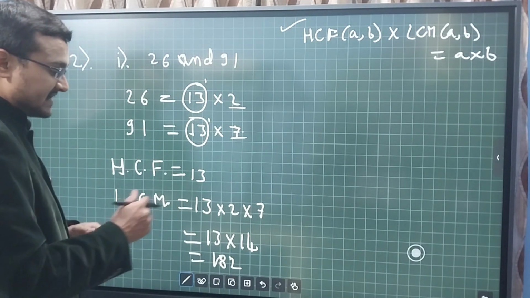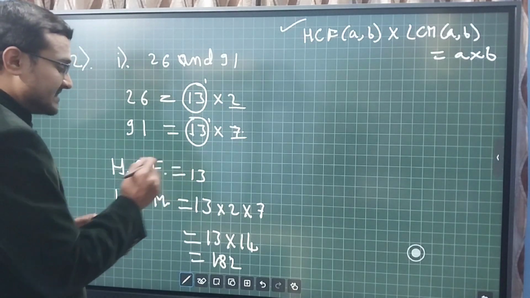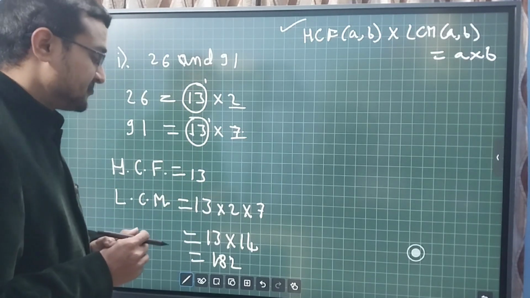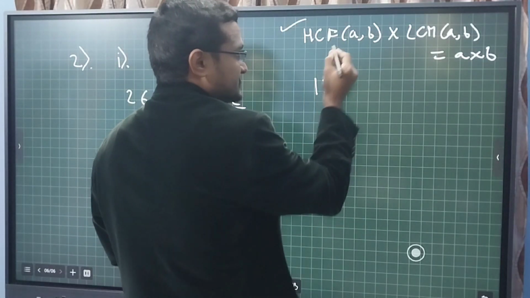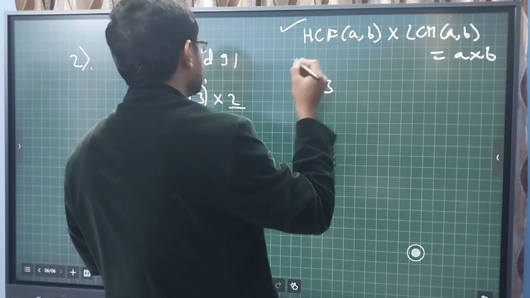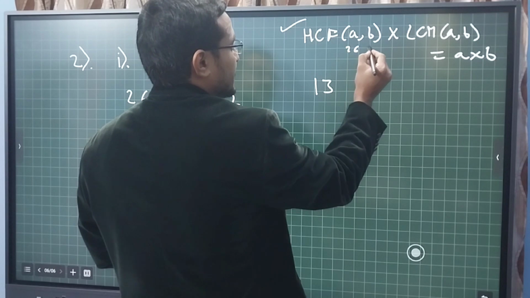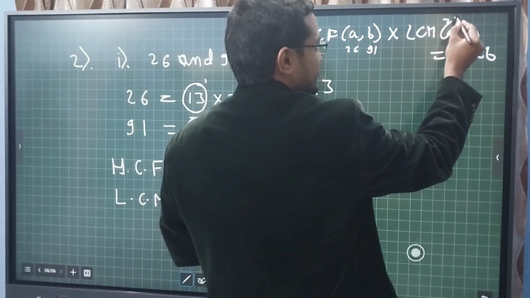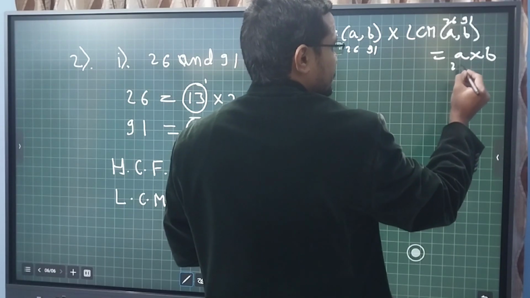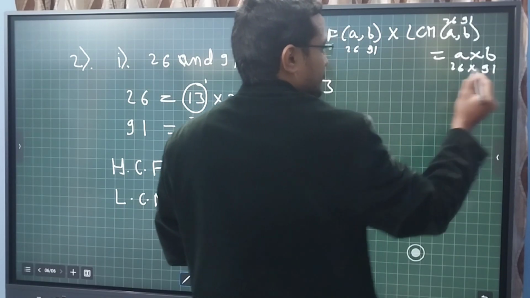182. So here the LCM we are getting is 182 and the HCF we are getting is 13. Now we have to verify this formula, HCF of A comma B. Here in the place of A we have 26 and in the place of B we have 91. Similarly here also we have 26 and 91.